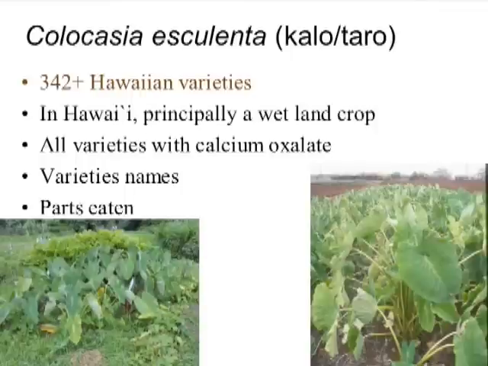All parts of kalo are eaten: the leaves, the petioles, and the underground rhizomes, often called a root or a corm. These are actually underground stems.